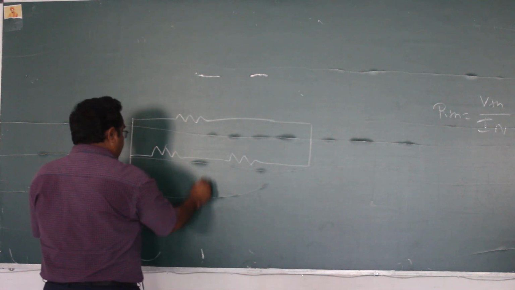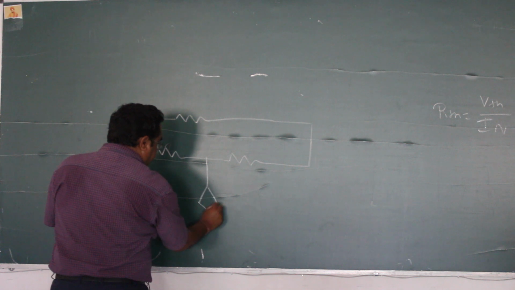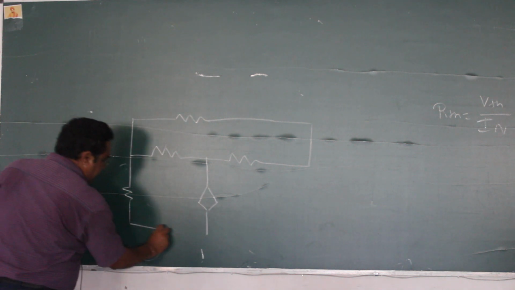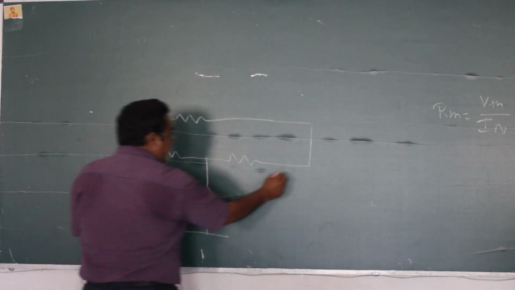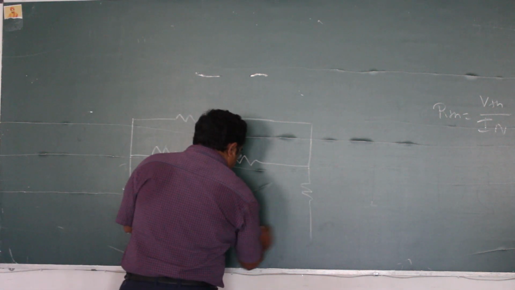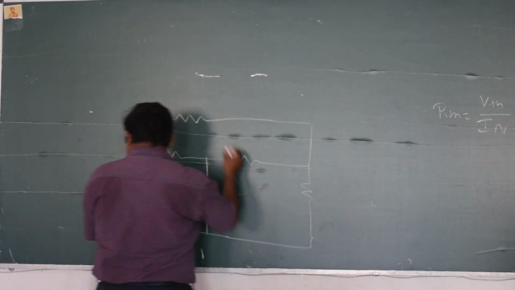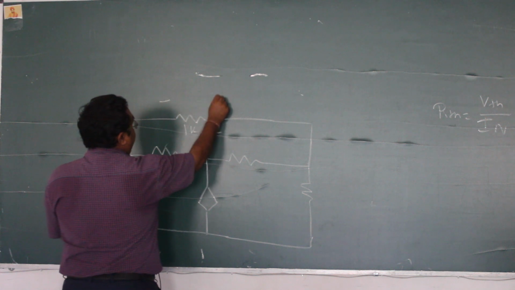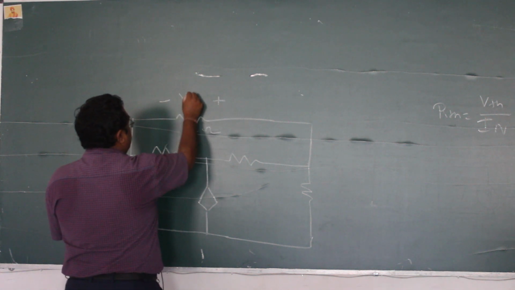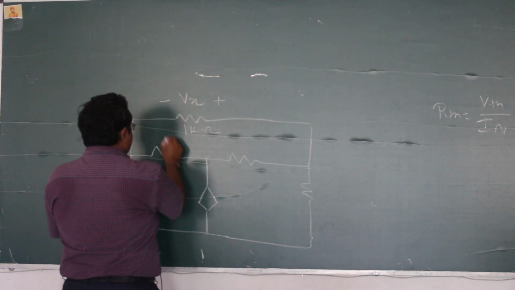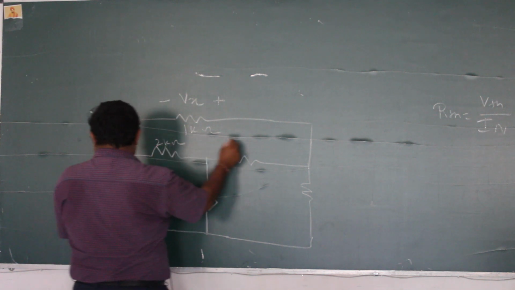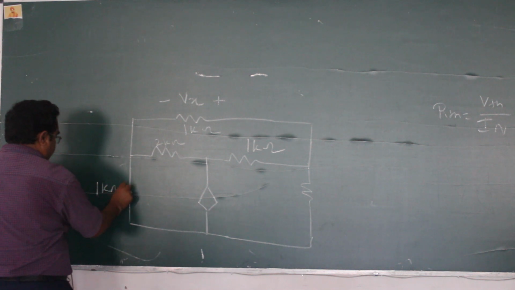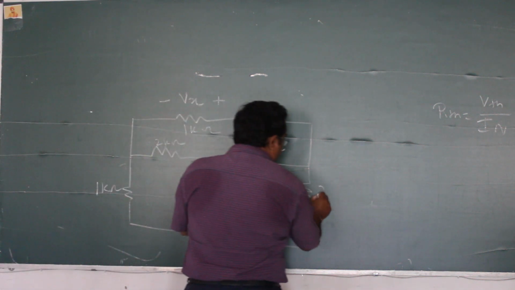So this is a resistance, these are the only independent sources here. Here another resistance is there, and there another resistance is there, like this. I am writing down the values. This is 1 kilo ohm with polarity plus minus plus Vx. This is 2 kilo ohm. This is 1 kilo ohm. This is 1 kilo ohm. This is 2 kilo ohm.